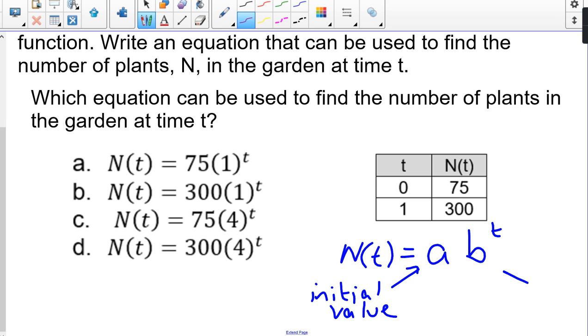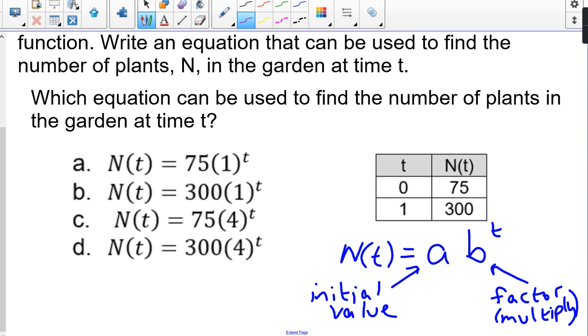And then what's b? B is the constant factor, the number that we are multiplying by again and again and again. So that's just a review of the basic form of an exponential function.